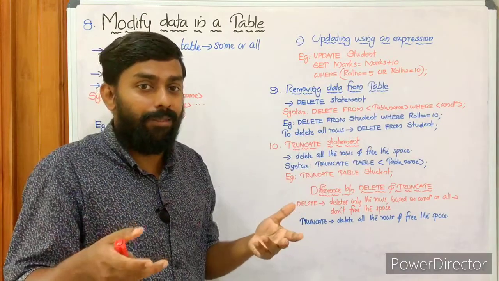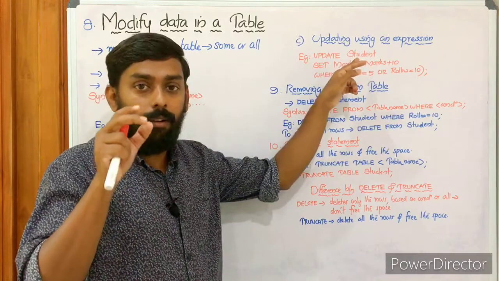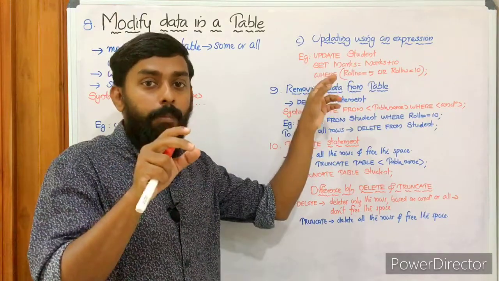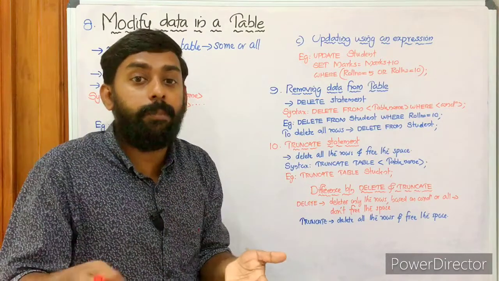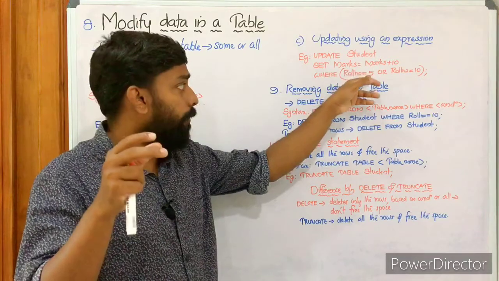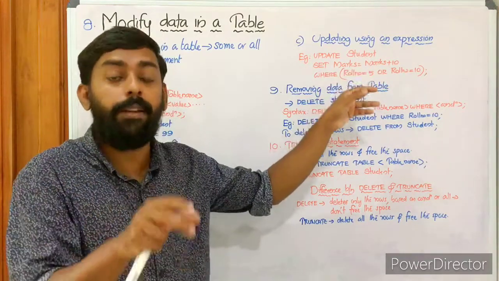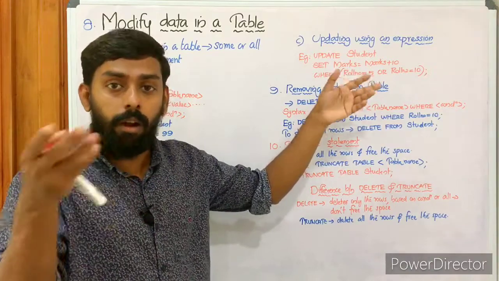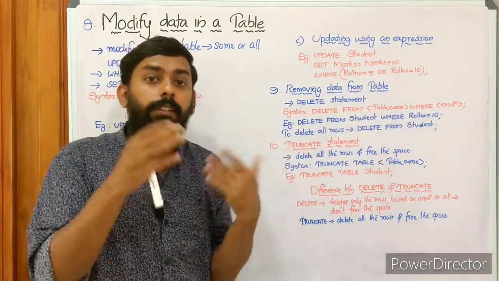What will happen at that time? The value of marks of those students having roll number 5 and 10, both 5 and 10, will be increased by 10. Suppose the marks of 5 is 90, it will be increased to 100, right? Increased by 10 means 90 plus 10, 100. Then 70 plus 10, 80. That's it, increased by 10.